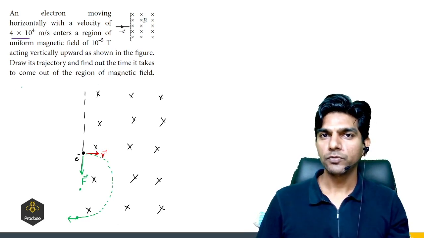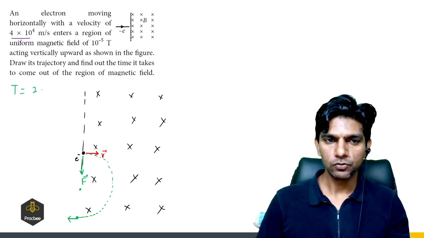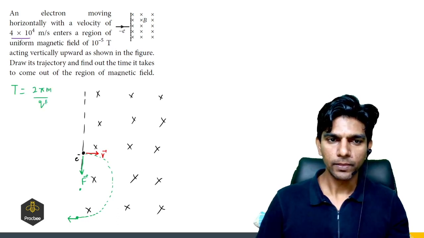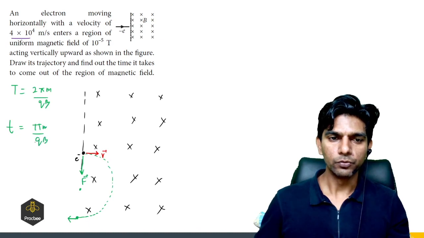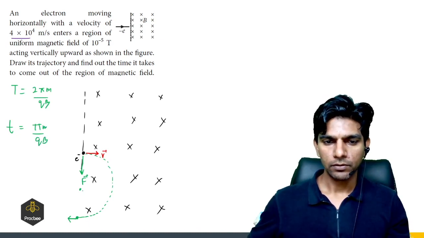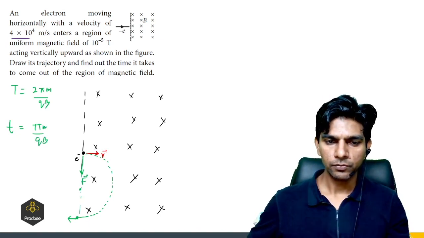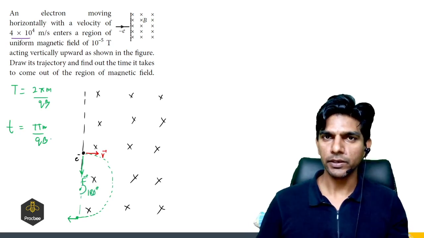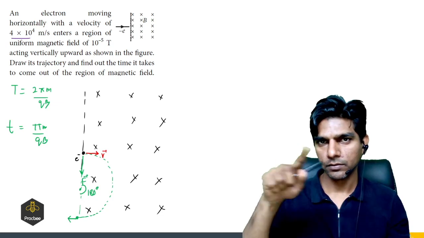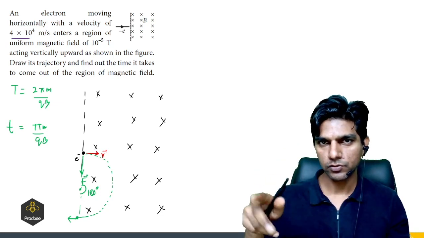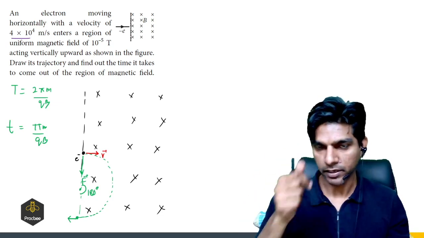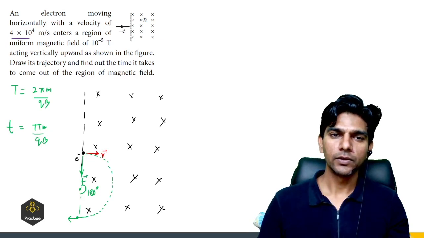So it will be half of the time period. So we know T is 2πm/qB. So the time taken will be πm/qB, right? Or you can also look at it from the angle. So this angle will be 180 degrees. For one complete rotation it will be 360, so for 180, it will be half of the time period. So πm upon qB.